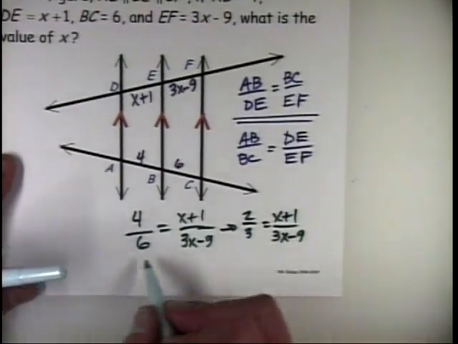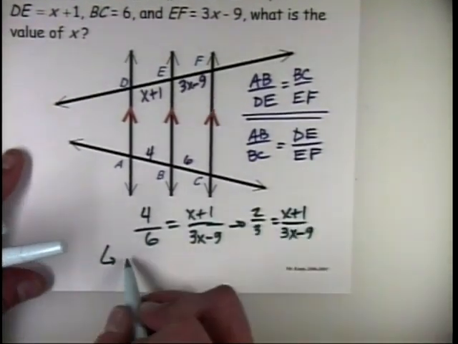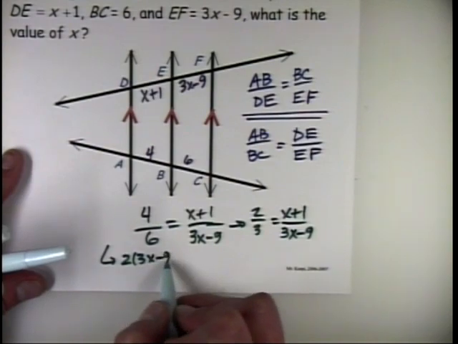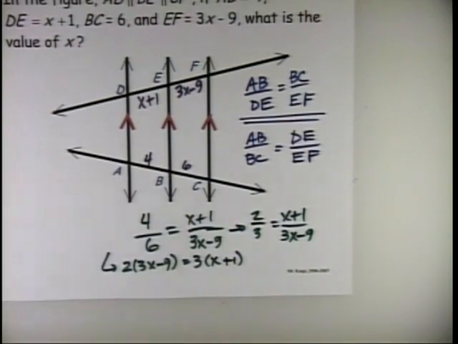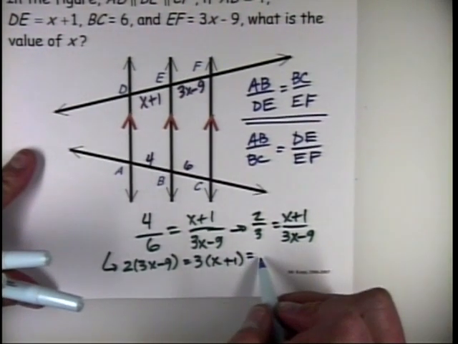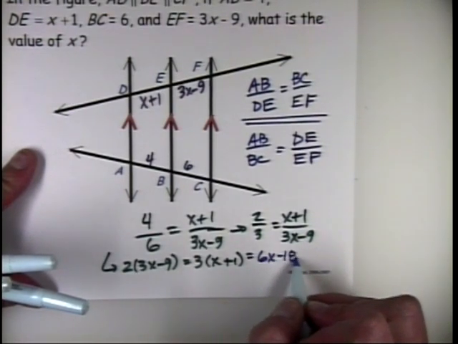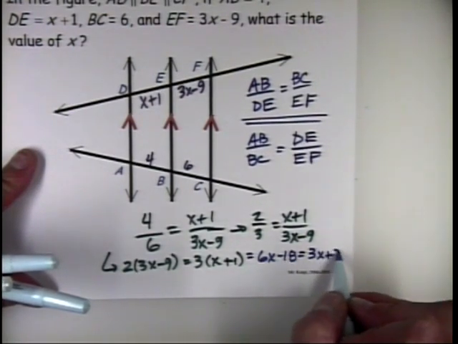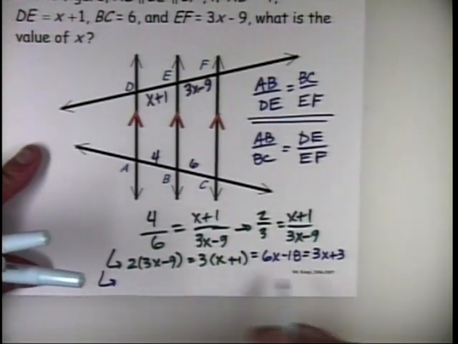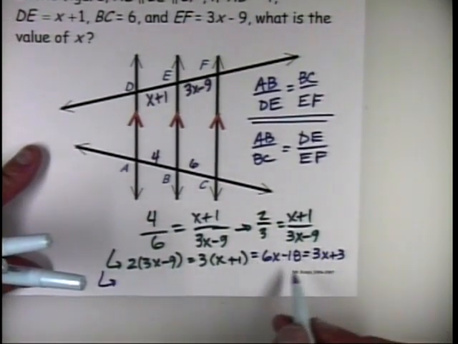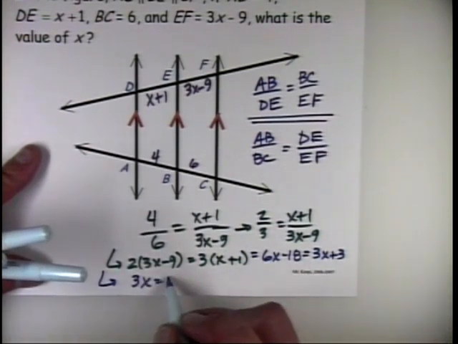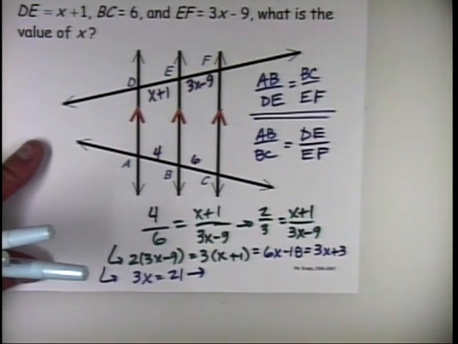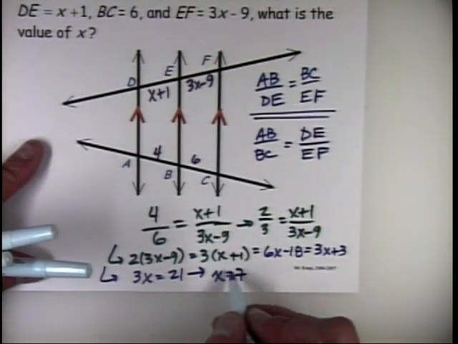Now I can cross multiply, and I'm going to wrap around down here. So 2 times 3x minus 9 equals 3 times x plus 1. So those are called the cross products, remember? And now we just simplify. So I'll distribute, and I get 6x minus 18 equals 3x plus 3. And then I'll wrap around down here again. I'll collect my x's on one side. So I get 6x minus 3x is 3x. Bring the 18 to the other side. 18 plus 3 is 21. And finally, dividing both sides by 3, I get x equals 7.